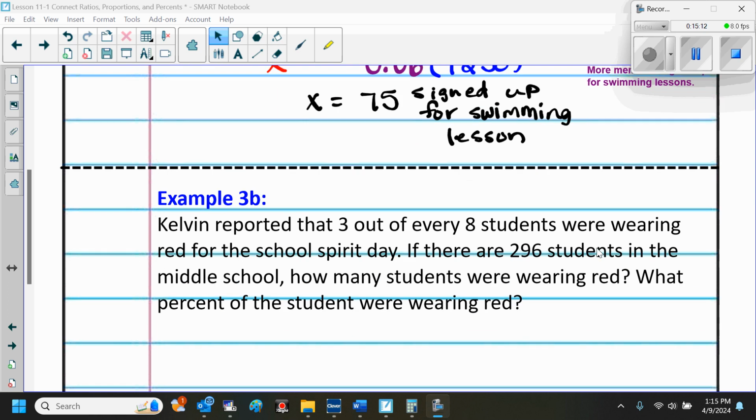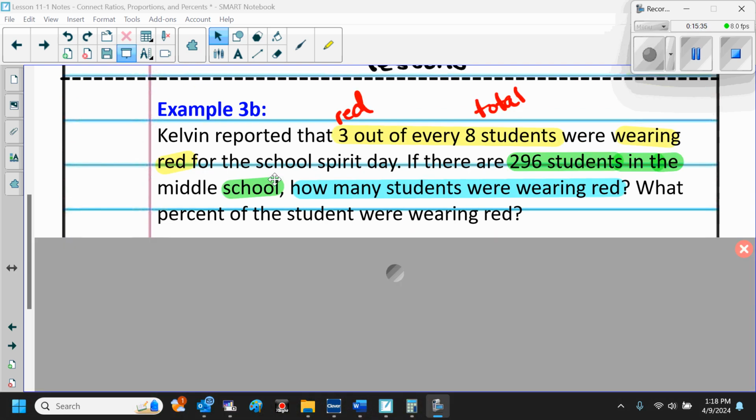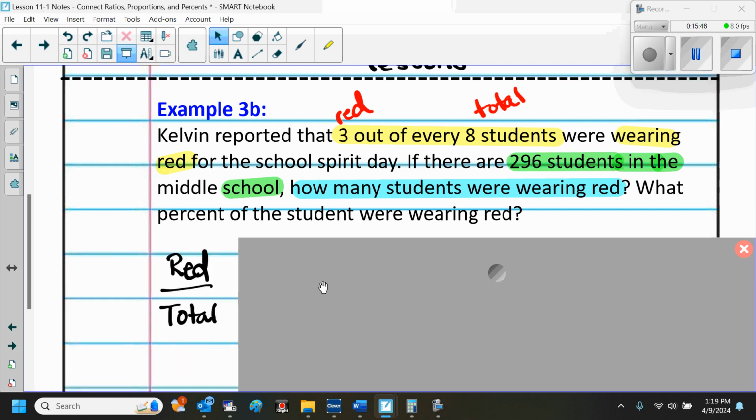Now you guys are going to do this next one with your table partners. It says Kelvin reported that 3 out of every 8 students were wearing red for School Spirit Day. If there were 296 students in the middle school, how many students were wearing red? And what percent of the students were wearing red? All right, so the important information here is that 3 out of every 8 students were wearing red. So that's red to total. Is everybody clear with that? That's red to total.